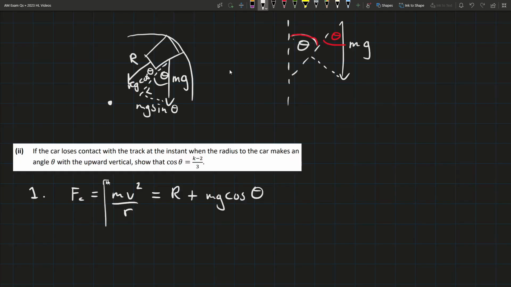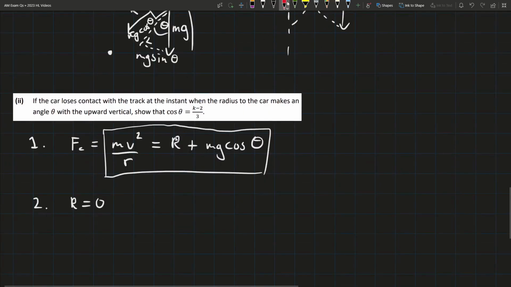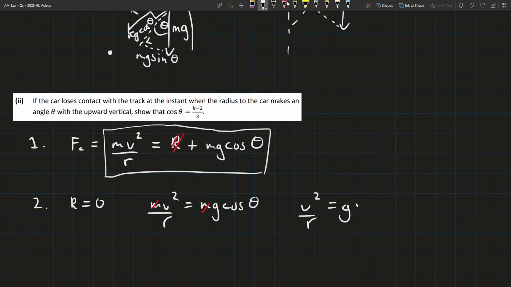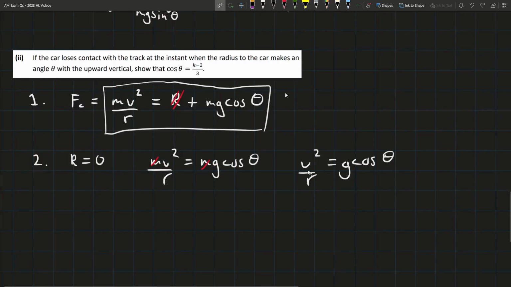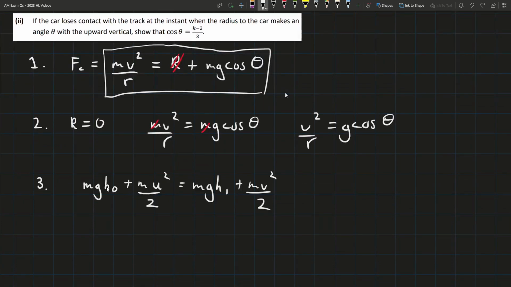That's our first equation. Our second fact is that because it's losing contact, there's going to be no reaction force, or R is going to be equal to 0. Therefore, if we have no R here, we just have mv squared over r equals mg cos theta. So we can divide by m on both sides, and we know that v squared over r will be equal to g cos theta. Now the next thing we need to do is get rid of that v squared. So how do we do that? Well, we can use the conservation of energy. So the initial potential energy plus the initial kinetic energy will be equal to the final potential energy plus the final kinetic energy.